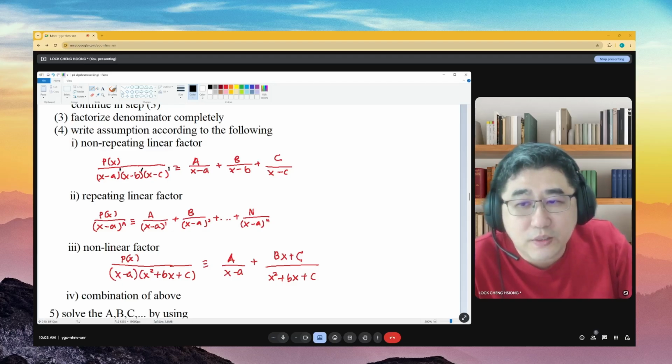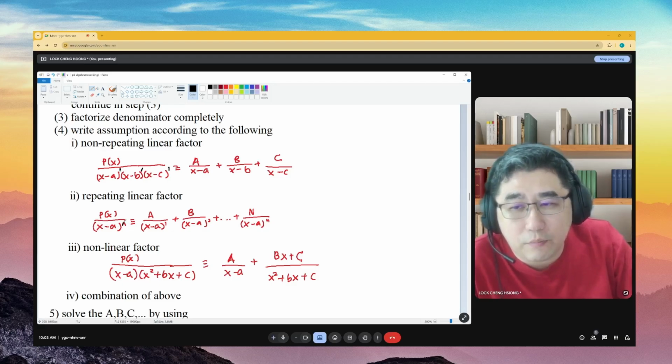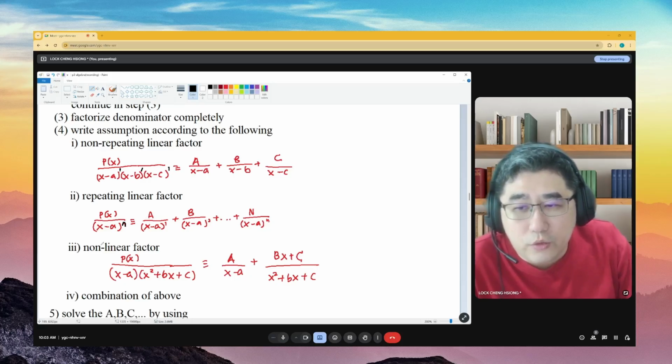Second, you have a repeating linear factor. So you have x minus a to the power, repeated for n times. Third, you have a non-linear factor. That means you have maybe a quadratic or cubic that you cannot factorize any further.